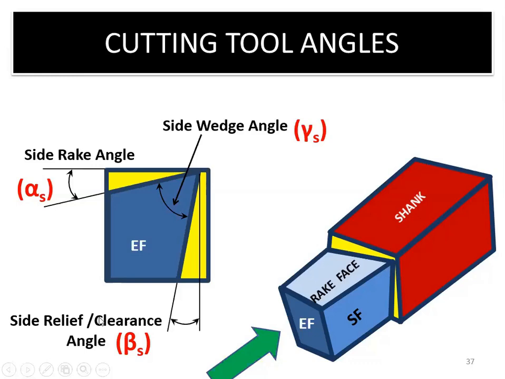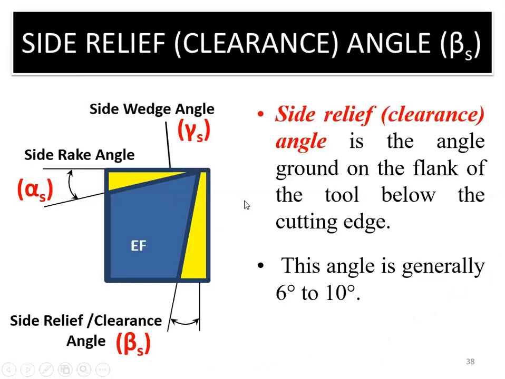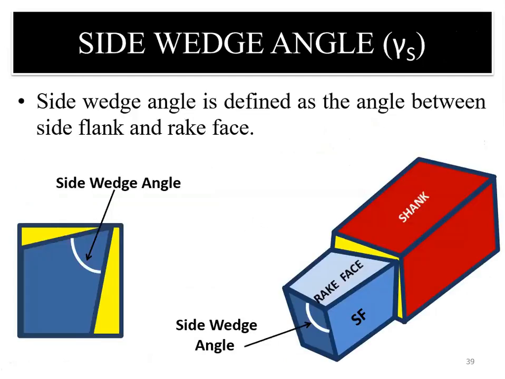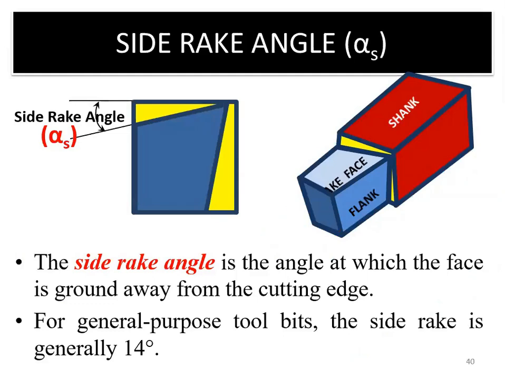We can't give much clearance because it will weaken the tool, and we can't keep it as nothing because this flank will rub with the workpiece. So an optimal value will be given, and that optimal value is your 6 to 10 degrees only. So this is the side relief which we have discussed. This is the side rake which we have discussed, and for general purpose tools its value ranges up to 14 degrees.